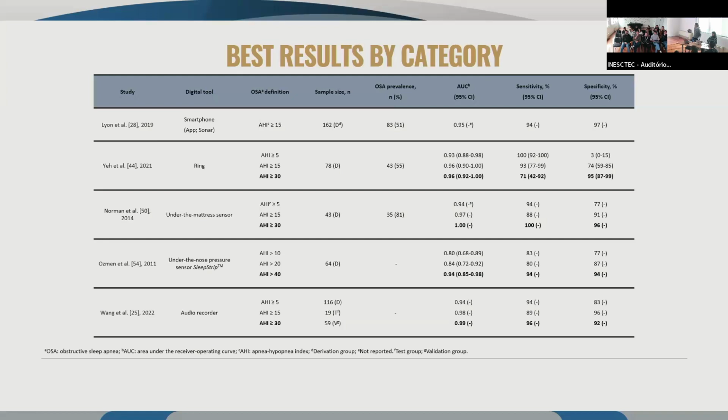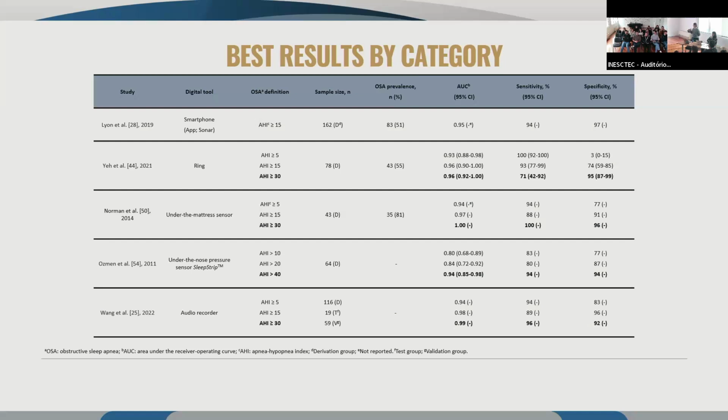So I will show you just the best results for each category. So we have 5, and you can see that the first one is a smartphone that uses an app, and the smartphone was used as a sonar device. And then we have a ring in the wearables, an under-the-mattress sensor. Then we have the under-the-nose pressure sensor that is called SleepStrap. This is already approved by the FDA. And then we have just a simple audio recorder. Okay, these were the best results.